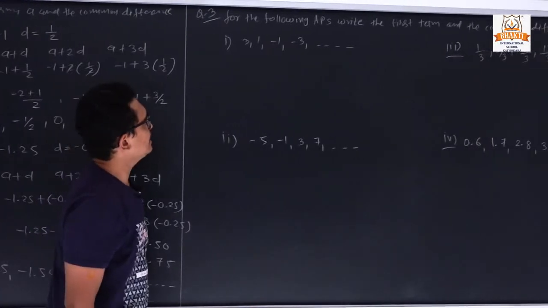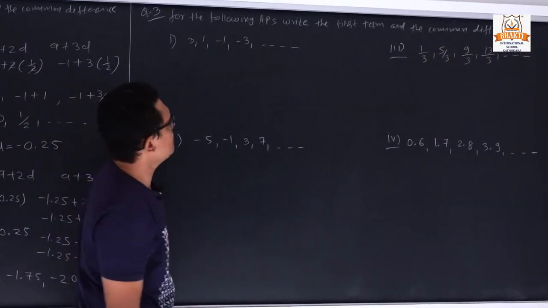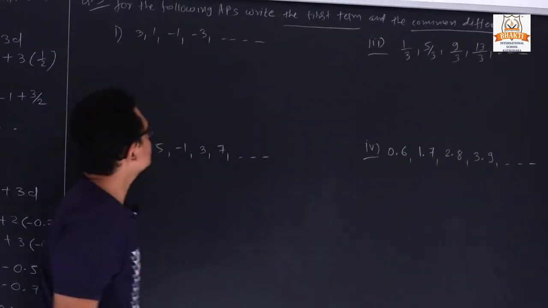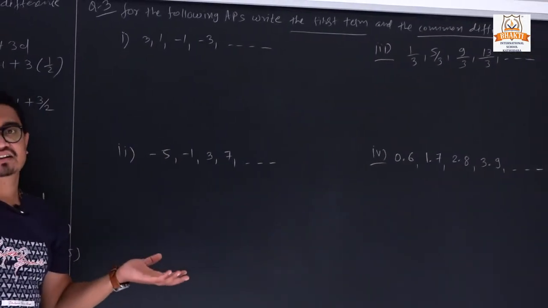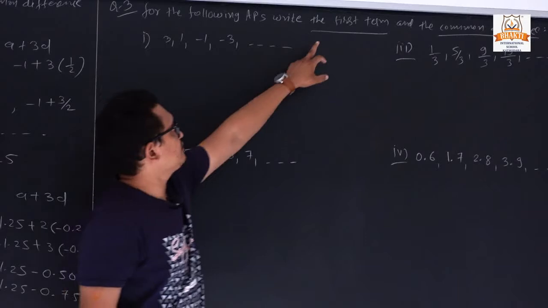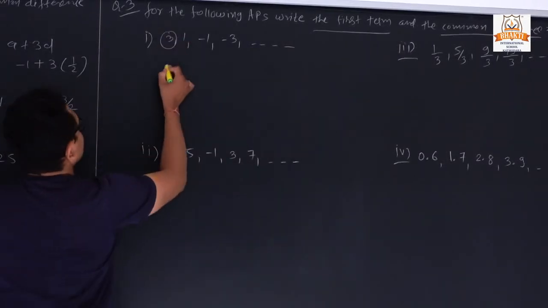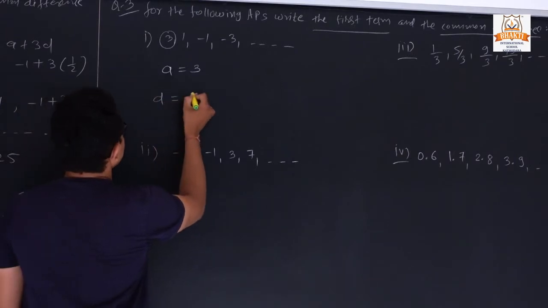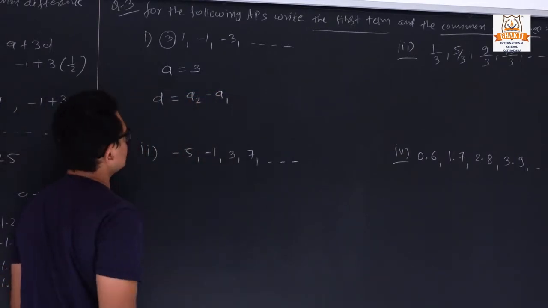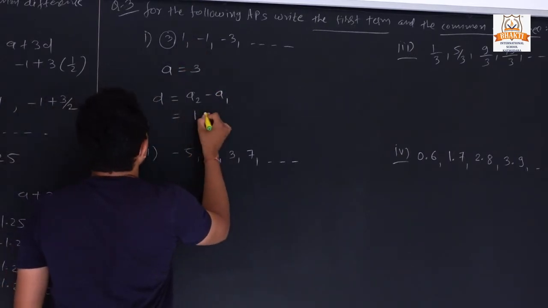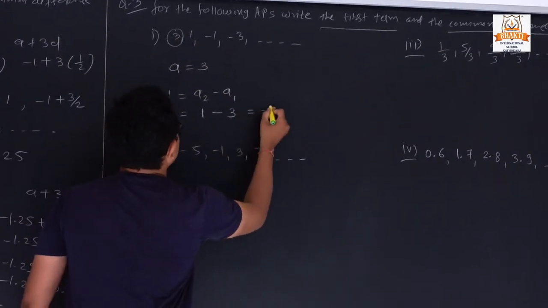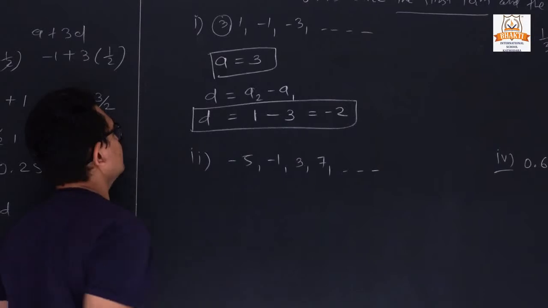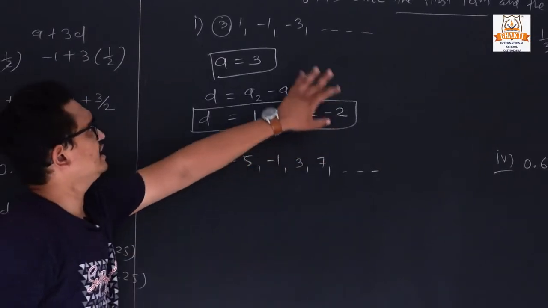For the arithmetic progression, write the first term and the common difference. We need to find two things. The series is given, and we need to find the first term. So what is the first term? A is equal to 3. And how can we find the difference? Second term minus first term. What is the second term? 1. So what is the difference? It is minus 2, since the first term is 3. Every time we get minus 2. Clear?